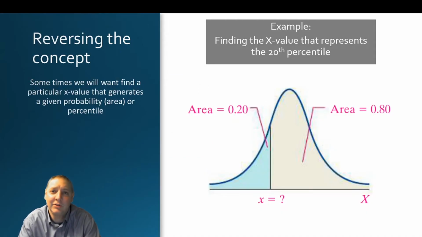Also later on, we'll reverse this concept. So this time we have a certain area in mind that we need to calculate, or probability we're trying to figure out. This applies to percentiles. And we'll need to know the x value that demarks that location on the curve. So that way there's a certain amount of probability or area to the left of it, or possibly to the right.